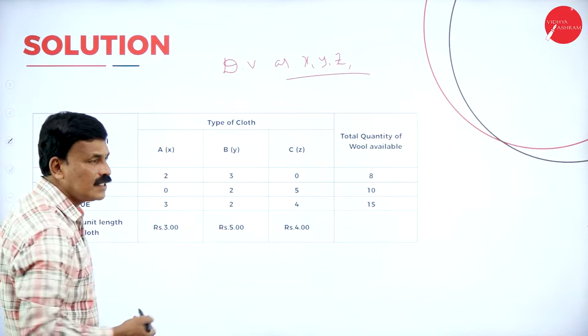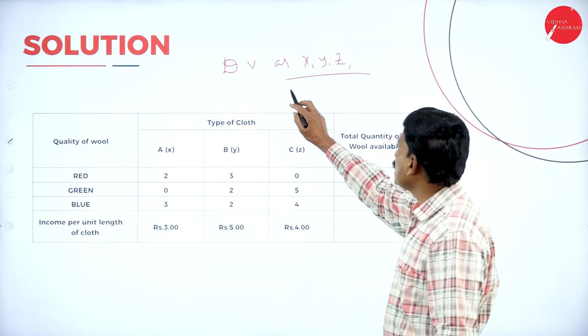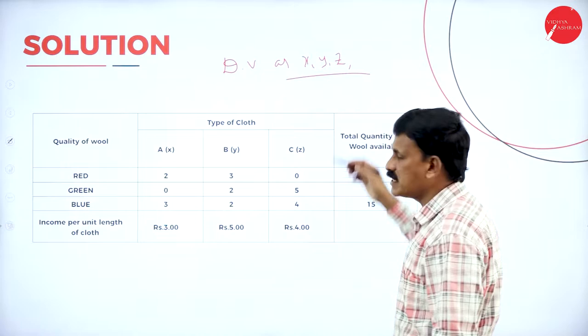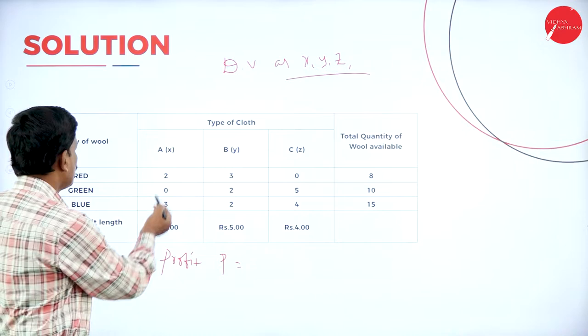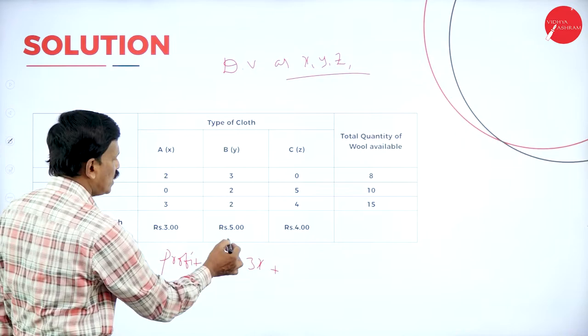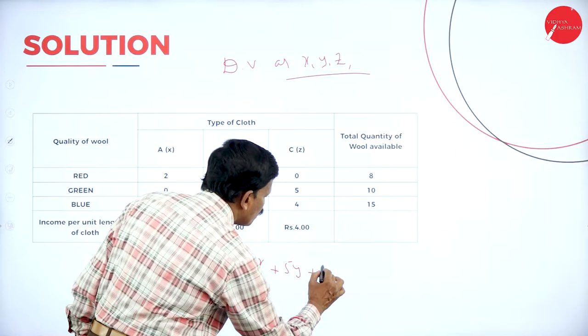Now let us define the objective function. Define the decision variables as X, Y and Z. The intention is to get the maximum profit. Therefore the profit P is equal to: the profit on selling product A is 3X, on selling product B is 5Y, and on selling product C is 4Z.